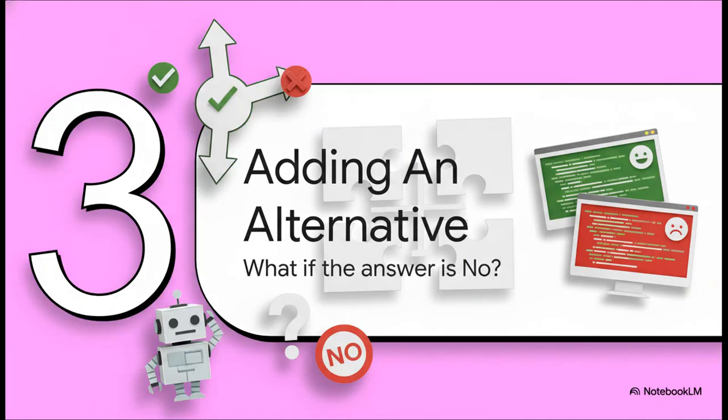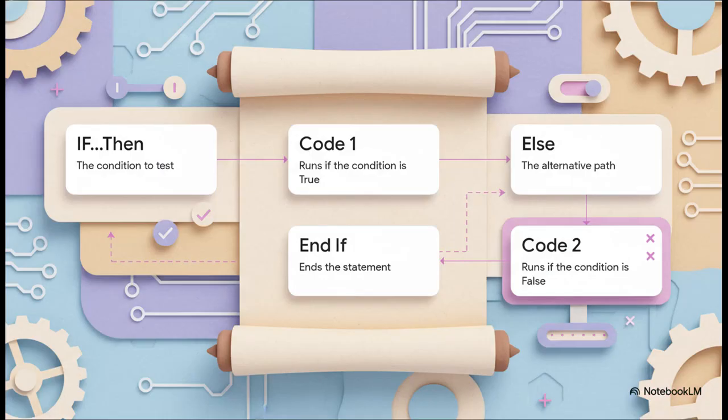And that brings us to a pretty big problem, doesn't it? I mean, a program that only knows how to handle success isn't all that useful in the real world. What happens if the student fails? What do we do when the answer is no? We need a plan B. We need an alternative path. And to solve this, we introduce one simple but incredibly powerful new word, else.